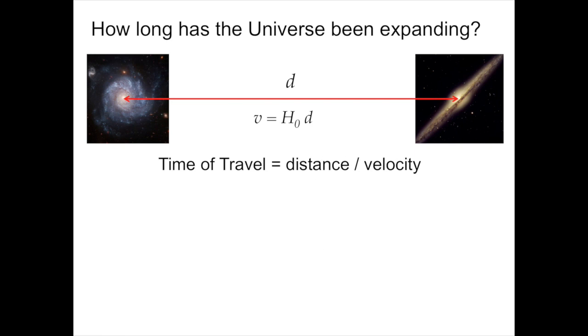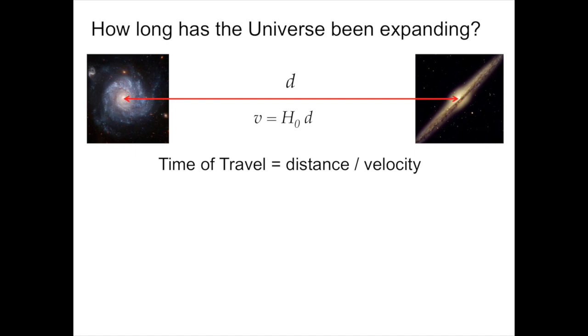This is a familiar idea from taking a road trip. If I'm trying to take a trip up to Toledo, Ohio from Columbus, and I know I can travel on the highway at about 65 miles an hour, how long is it going to take me to take the road trip? Well, how far is Toledo from Columbus divided by how fast can I drive?